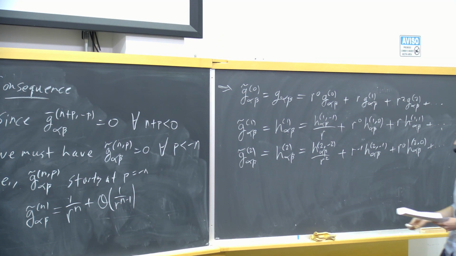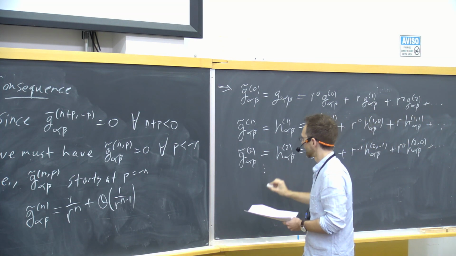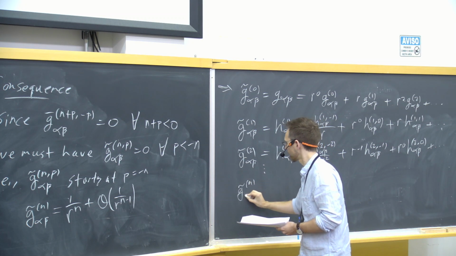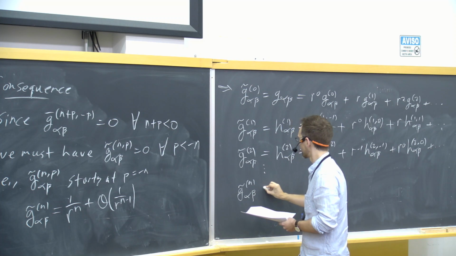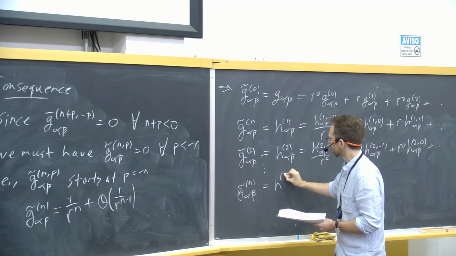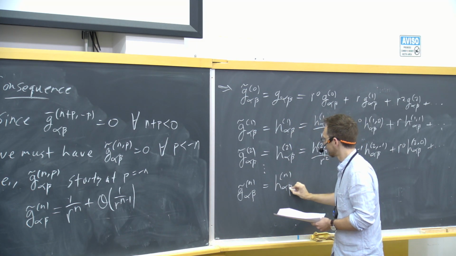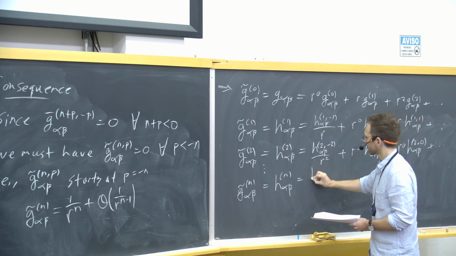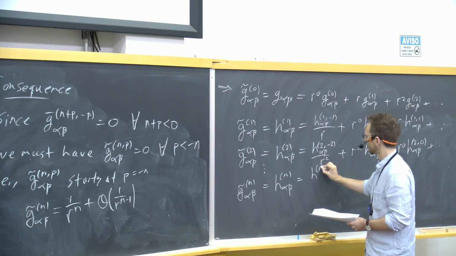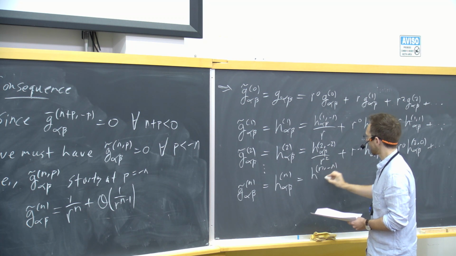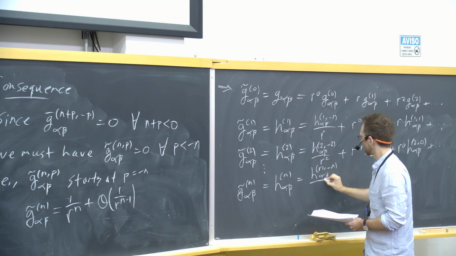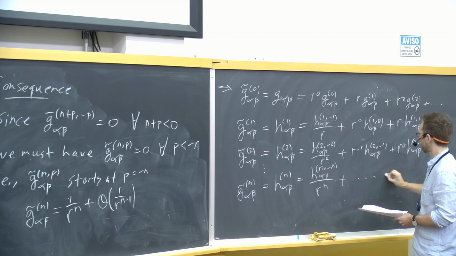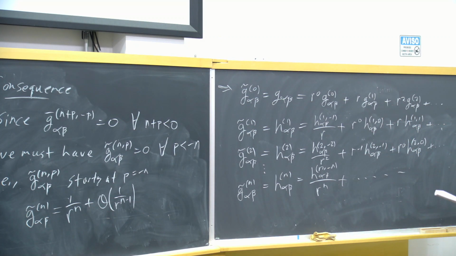And in general, the nth order term, which is the nth order perturbation in the outer expansion, starts at h minus n over r to the n, and higher order terms.